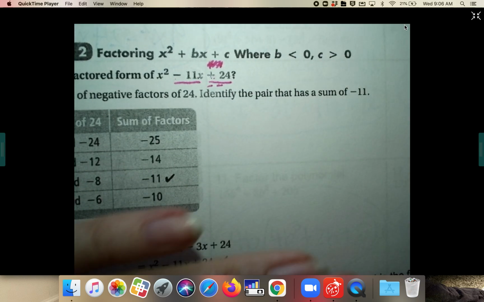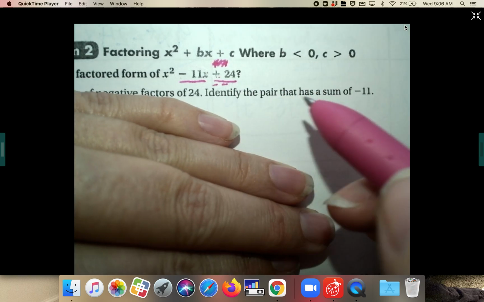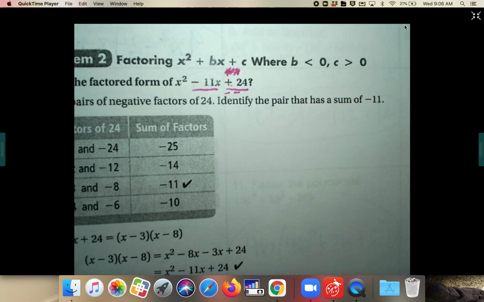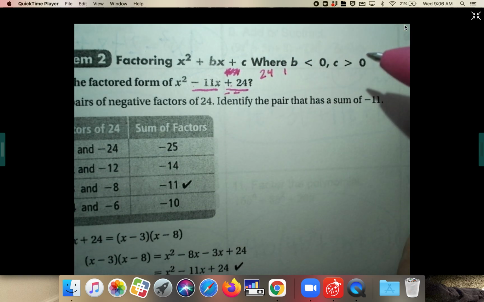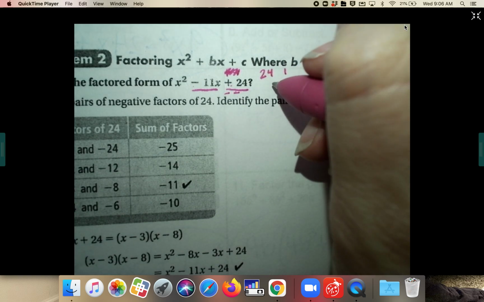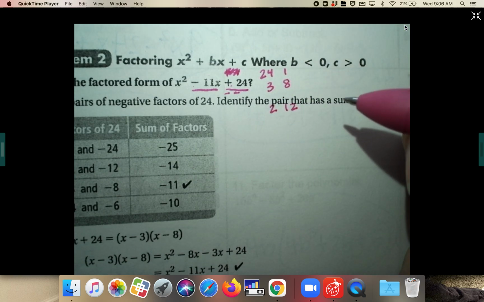I know they've already done it over here, but that's not my work, and I want you guys to see how I would think through it. So how to get 24 by multiplying? You could do 24 times 1. You could do 3 times 8. You could do 2 times 12. What else? I think that's it.